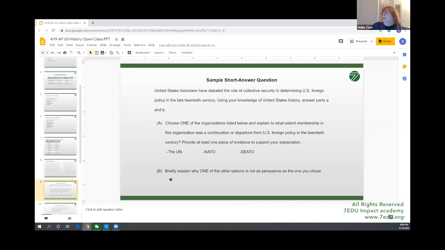And then part 2, B, briefly explain why one of the other options is not as persuasive as the one you chose. Okay, you have the historical argumentation here again.